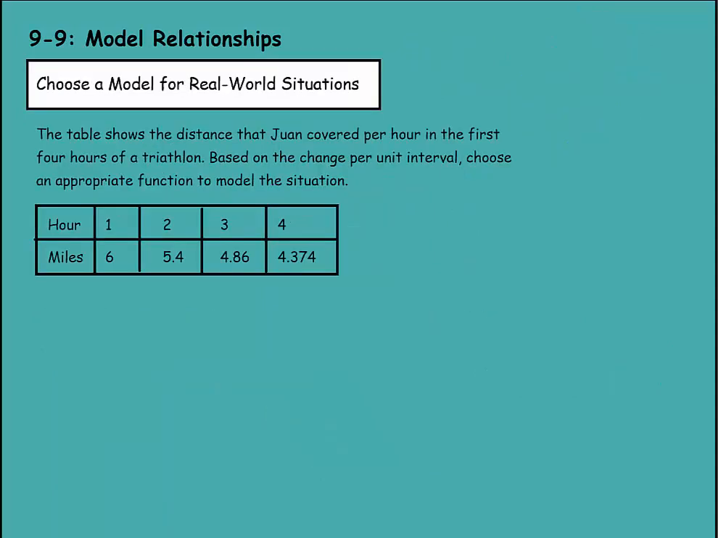Now we can look at a real-world situation and choose a model for it. It says a table shows the distance that Juan covered per hour in the first 4 hours of a triathlon. Based on the change per unit interval, choose an appropriate function to model the situation. What this means is, is it changing at a linear rate, an exponential rate, or a quadratic rate? Well, the hours are going up by 1, which makes it easier to calculate for us. So the change in miles run between the first and second is a drop of 0.6. And I see that the second one isn't a drop of 0.6, so that means this is not linear, because it's not changing at a constant rate.